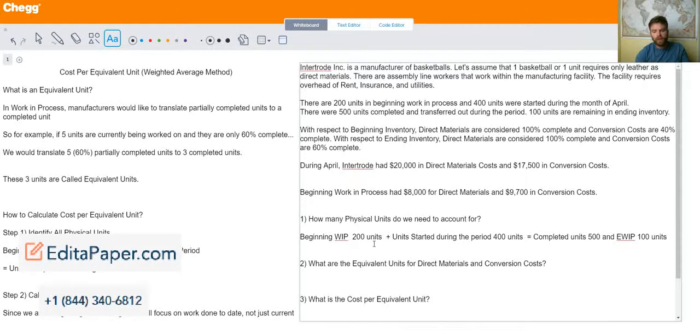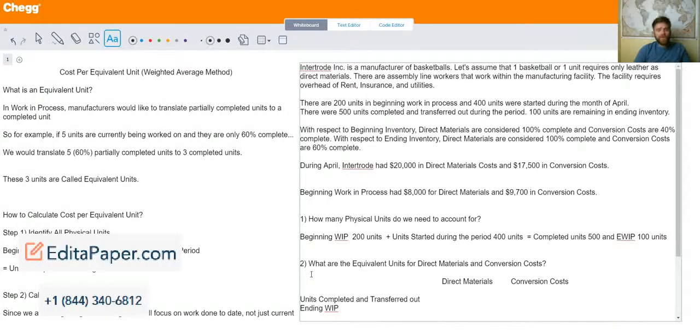Now the next question is, what are the equivalent units for direct materials and conversion costs? Well, it's a little easier than FIFO. So again, we're just going to focus on the second half of the equation, the units that were completed and transferred out and ending work in process. And we'll divide it up again into direct materials and conversion costs.